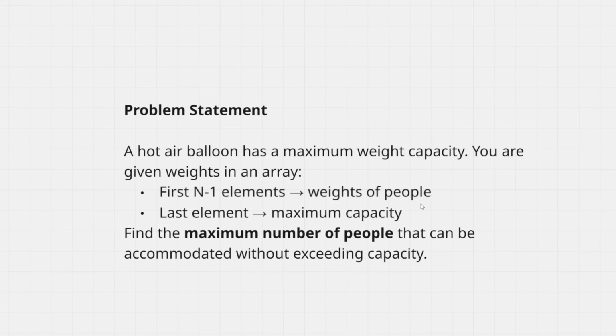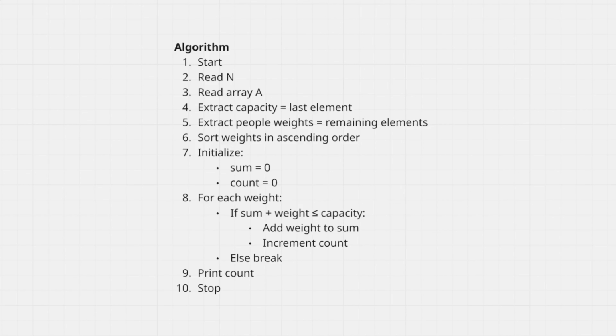So this is our algorithm. In this, we are going to use a greedy approach. At first, we have to get n and an array from the user. The array is for the people who are ready to get into the air balloon. Then we extract capacity, which is the last element, and extract people's weights, which are the remaining elements. Sort the weights in ascending order and initialize sum equal to 0 and count equal to 0.